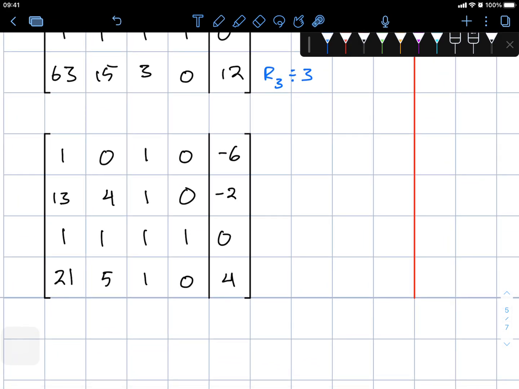So now that I have these to be 0, let's make everything else here a 0. That's nice and simple. It's going to be row 2, take away row 1, row 3, take away row 1, row 4, take away row 1.